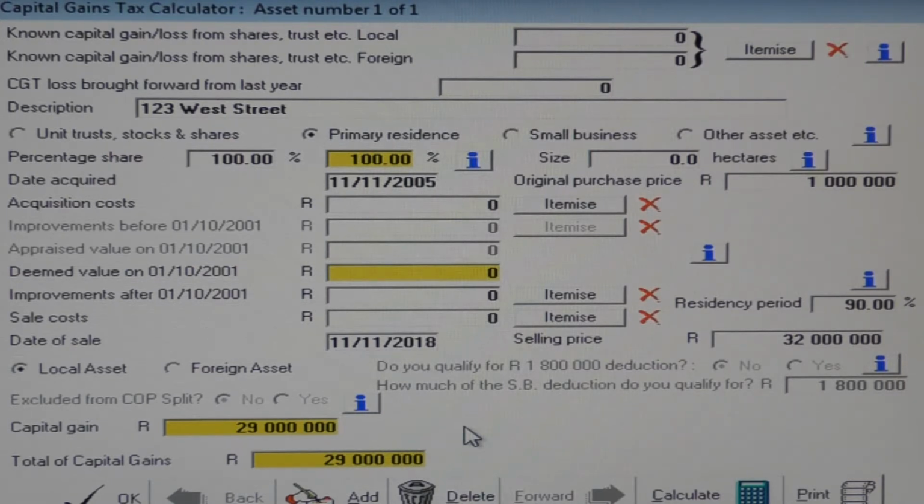Only when the residency period percentage times the profit is less than the 2 million rand primary residence exclusion does the 2 million rand exclusion fall away, and our amount for capital gain is the non-residency percentage of the profit.